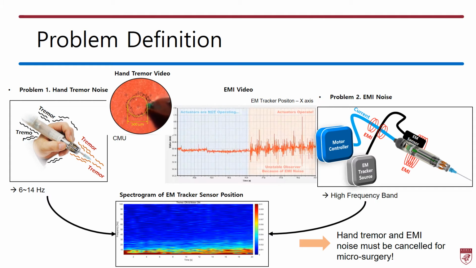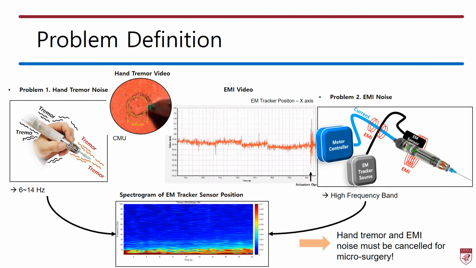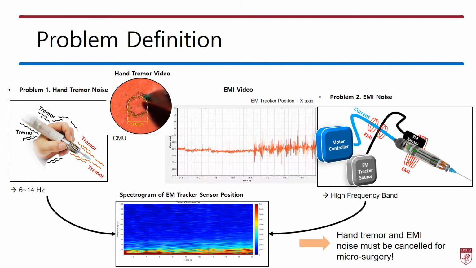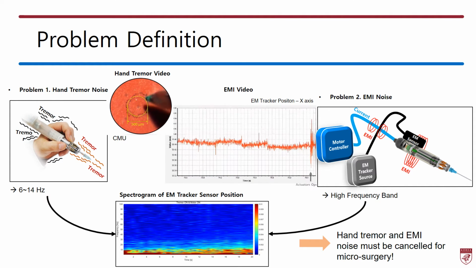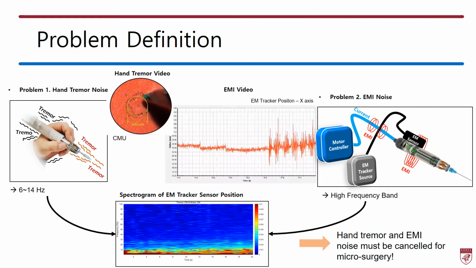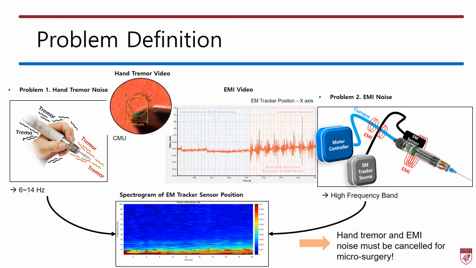This EMI significantly reduces the accuracy of the electromagnetic tracking system. The video in the lower middle shows the floating position of the tracker sensor. When the motor is driven, it can be seen that the sensor's position value contains high frequency noise. These noises are problems that must be addressed because they significantly lower the control accuracy of the microsurgery robot.